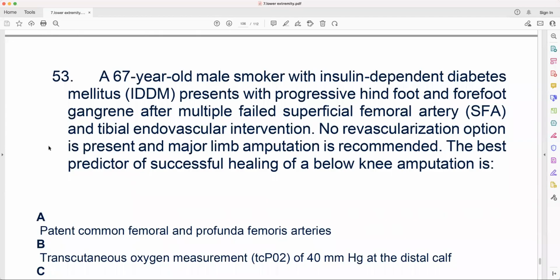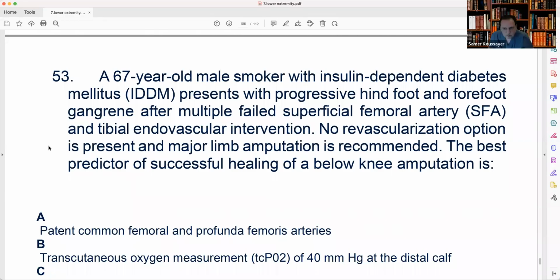Question 53: a 67-year-old male smoker with insulin-dependent diabetes presents with progressive hindfoot and forefoot gangrene after multiple failed superficial femoral artery and tibial endovascular interventions. No revascularization option is present, and major limb amputation is recommended. The best predictor of successful healing of below-knee amputation is.